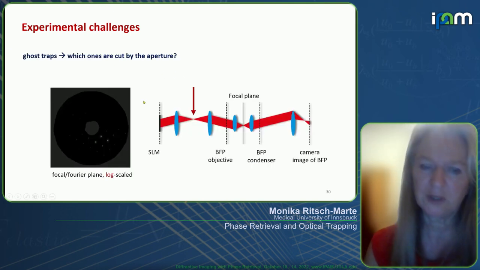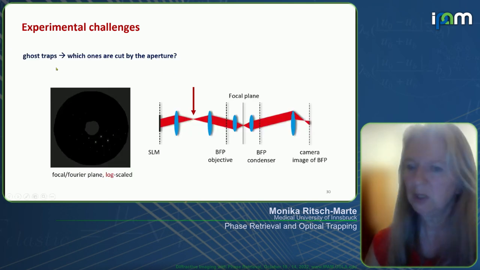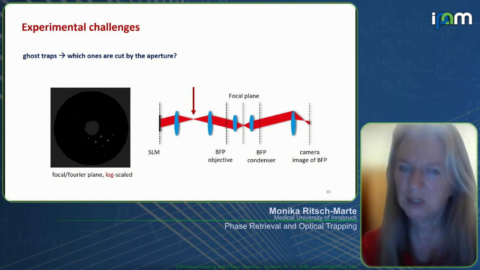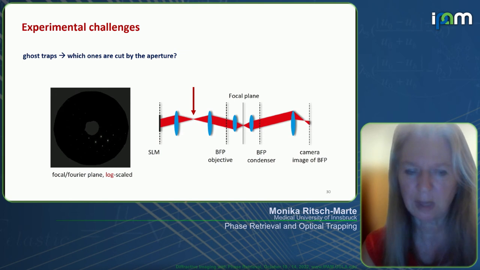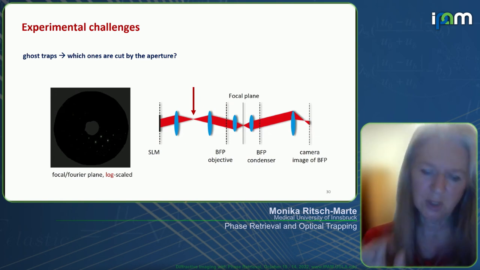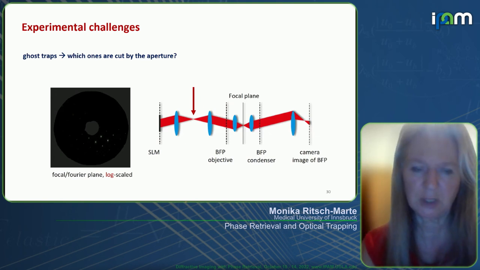So, for example, there are ghost traps that appear in addition to the actual traps that you want, because it's a phase only modulation, with quantization and digital effects in the pixelation. So it's never perfect. You have these ghost traps appearing, and this is where the aperture stop is here. That's a picture. Here you also see a glass plate with an absorbing spot in the middle, which actually also blocks the zero order. It's also an important thing if you want to do something clean.